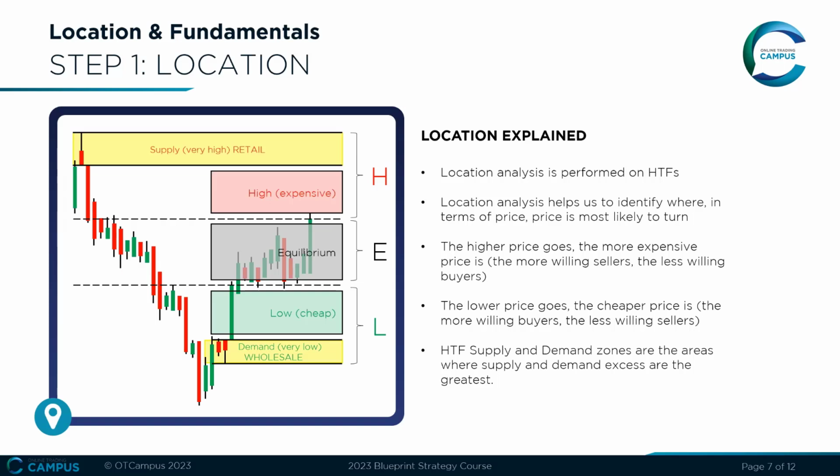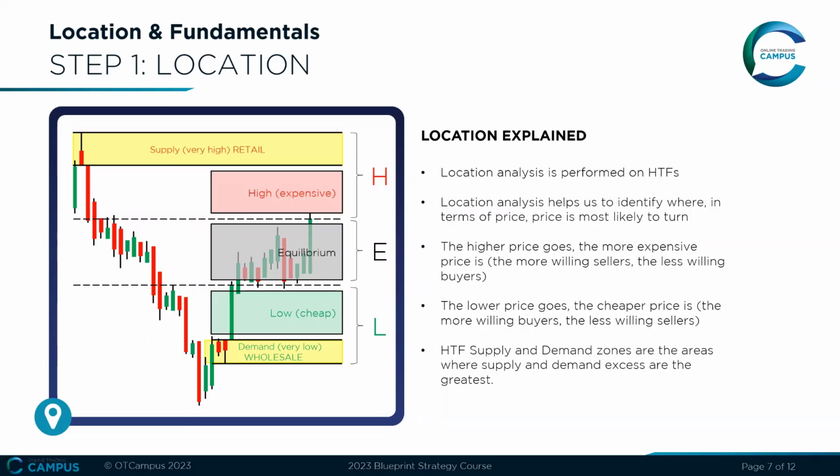However, by just looking at location, what it helps us identify is where roughly, in terms of larger supply and demand zones, we could expect price to turn. Now, the higher price goes, the more expensive price is. That kind of makes sense, right? It means the more willing sellers and the less willing buyers we'll find within the price chart. Generally speaking, not always, but most of the time, the higher price goes, the more willing sellers and the less willing buyers. That's just how it works.